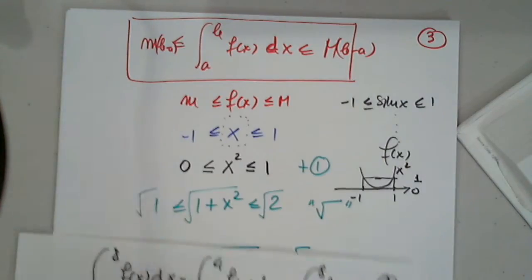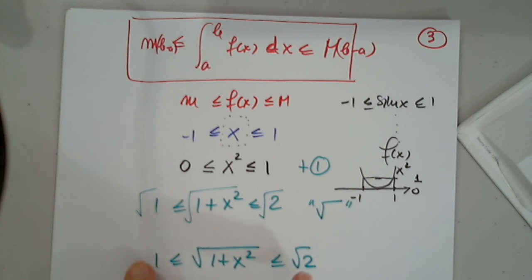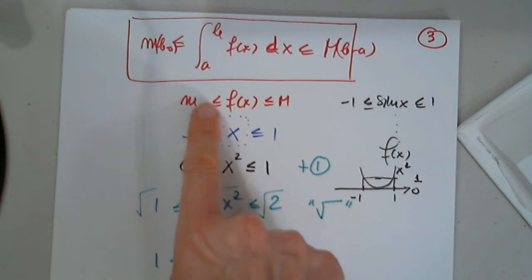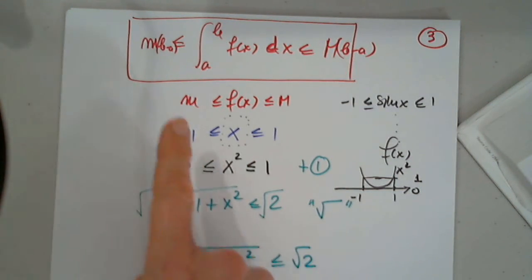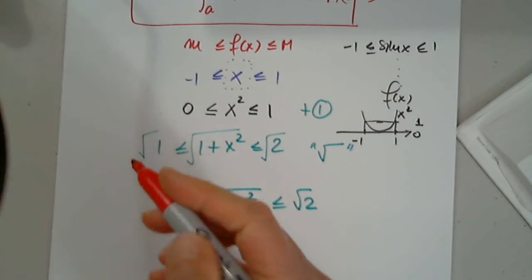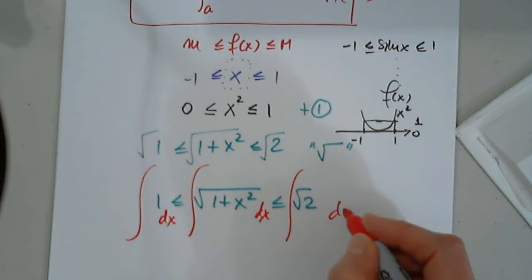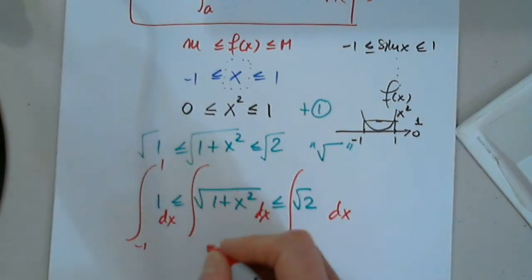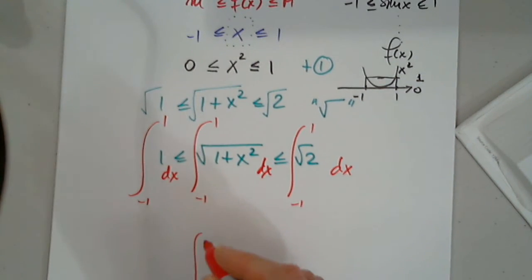Good, so we accomplished what we wanted. We found the function squeezed between, so to speak, two constants. And this is definitely smaller than that. Everything is in ascending order. I can apply the integral to all three sides. So this is the integral from -1 to 1, and don't forget dx. The middle part is not touchable. I just have to copy it.